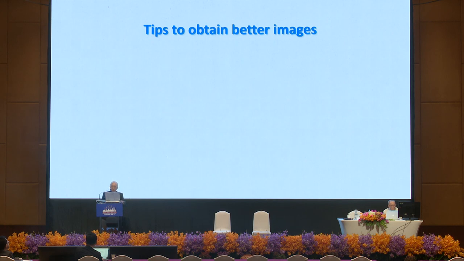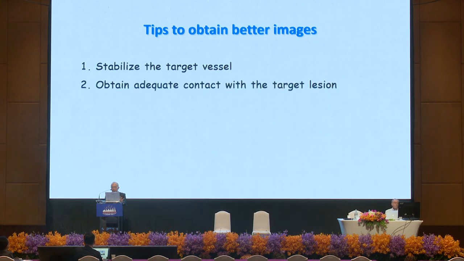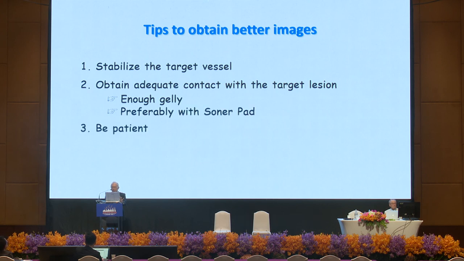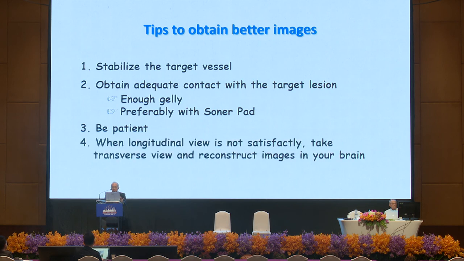So, tips to obtain better images. First thing is to stabilize the target vessel, especially in case of OPCAB. And then obtain adequate contact with the target lesion. Use enough jelly, preferably with a sonar pad, and be patient. Sometimes it takes time, actually. When the longitudinal view is not satisfactory, take a transverse view and reconstruct the images in your brain.